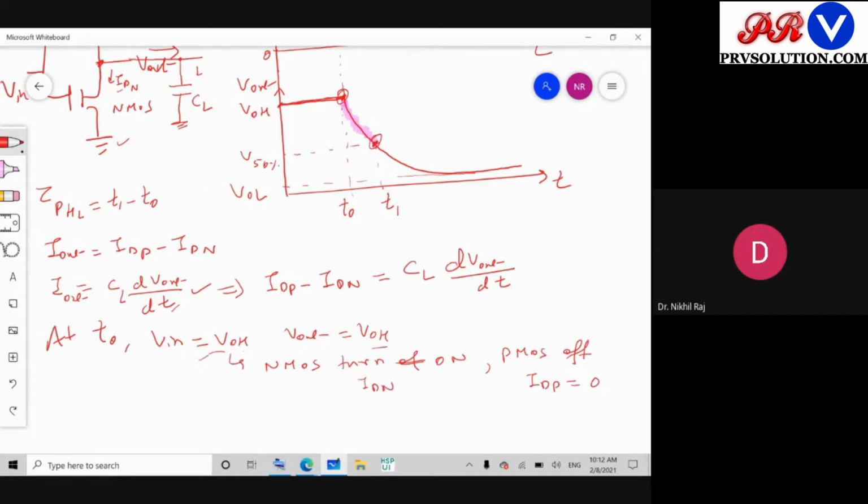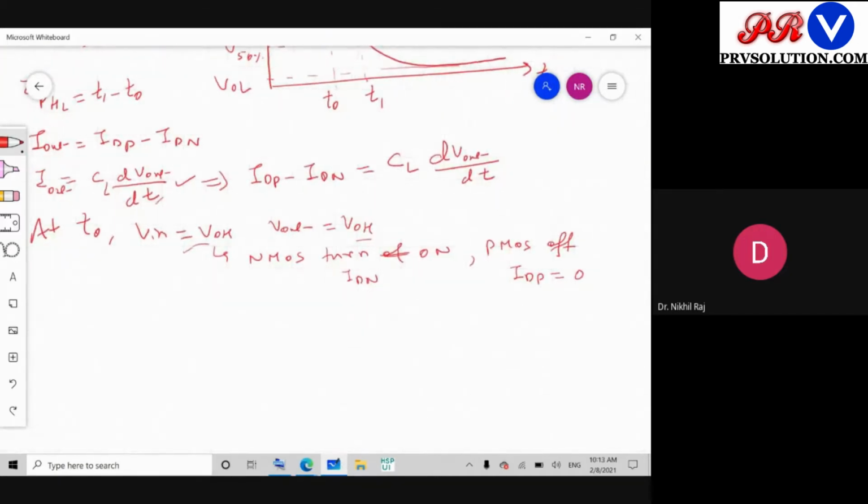So in that case, when Vin is VOH at T naught and only IDN is flowing, this means what my schematic will be like. It is here Vin is there. Since PMOS is in cutoff mode, so here nothing is there. Here whatever the charge is stored at CL will be getting discharged through this path. So I can write here I out, that is equals to IDP minus IDN, is equals to 0 minus IDN, and that is nothing but equals to CL into dV out by dt.